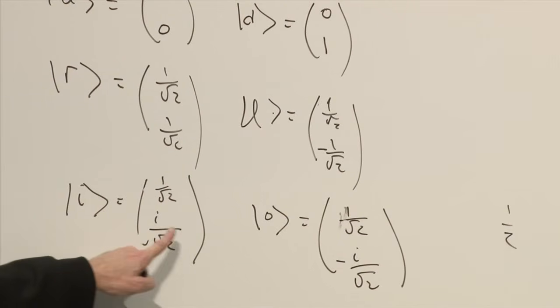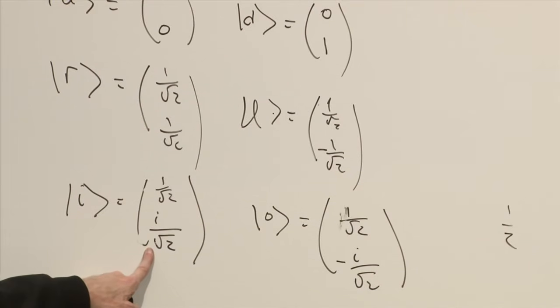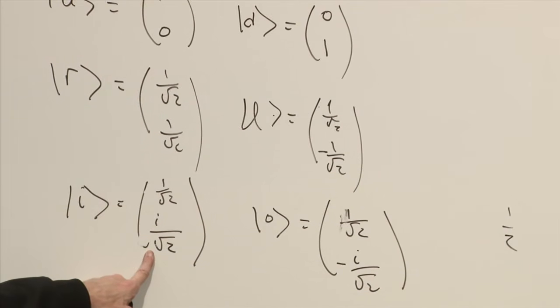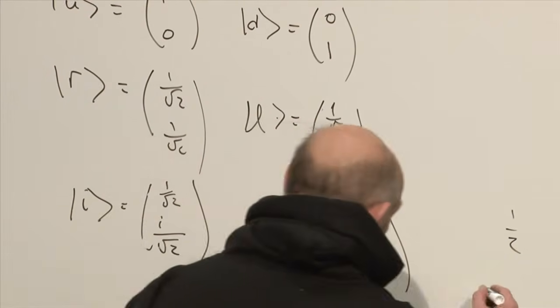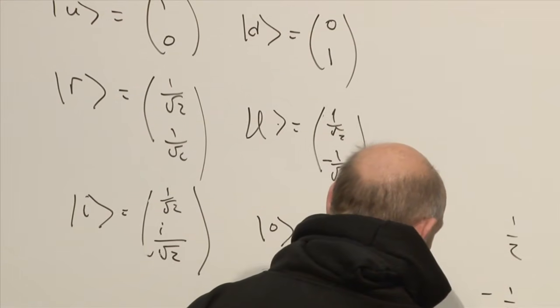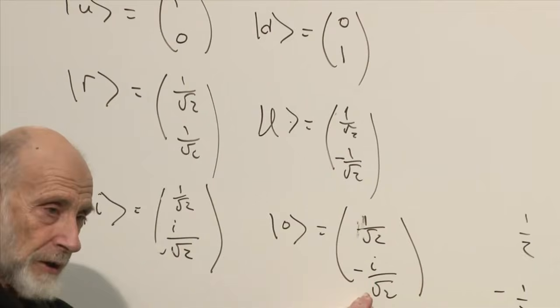Minus i over square root of 2. So we have to multiply minus i over square root of 2 times another minus i over square root of 2, which gives us minus 1/2. i times i is minus 1. So that gives us minus 1/2. And if we add them up, we get 0. So yes, these two are orthogonal to each other.